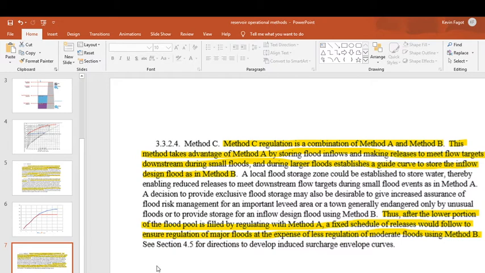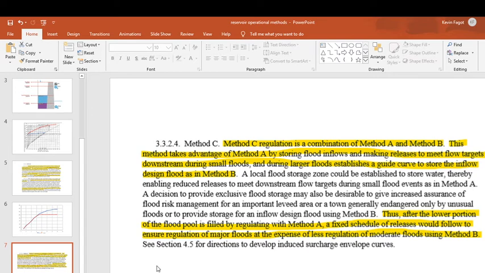Now, a method C reservoir is a combination of method A and method B. Basically, what you'll have is you'll have a lower zone in the flood pool where you operate that as a method A, and then you'll look to provide some benefit for the smaller floods. And then once you get to a certain elevation in the flood pool, then you'll switch over to method B, and you'll try to begin to provide some sort of protection for the larger floods, or for something like the inflow design flood.